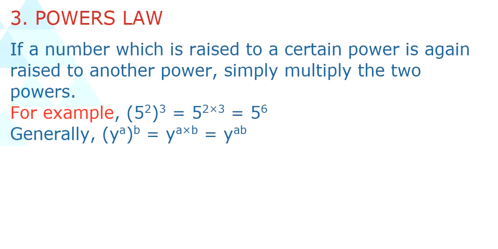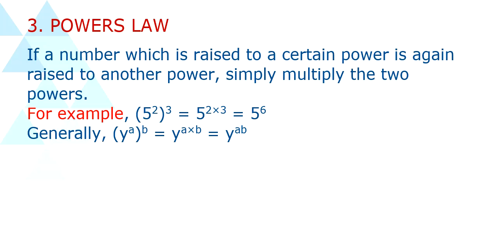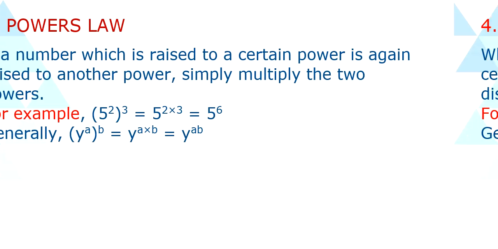3. Powers law. If a number which is raised to a certain power is again raised to another power, simply multiply the two powers. For example, 5 raised to the power 2 raised to the power 3 equals 5 raised to the power 2 times 3, which is 5 raised to the power 6.